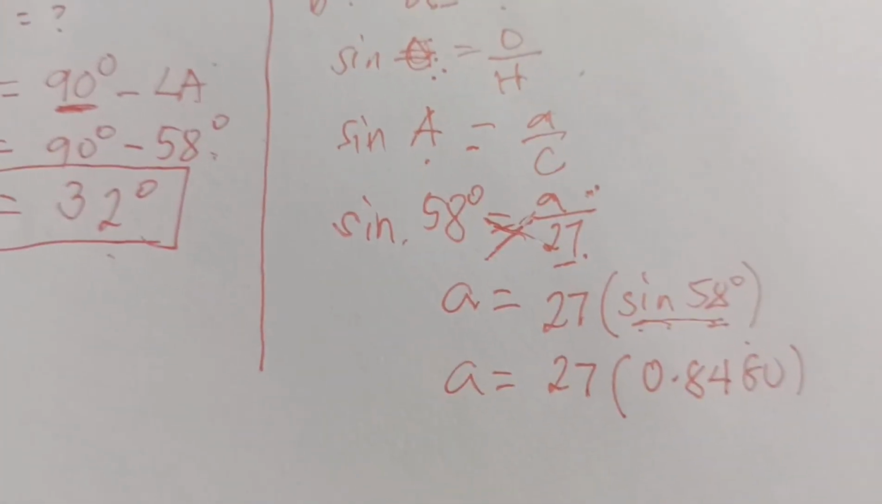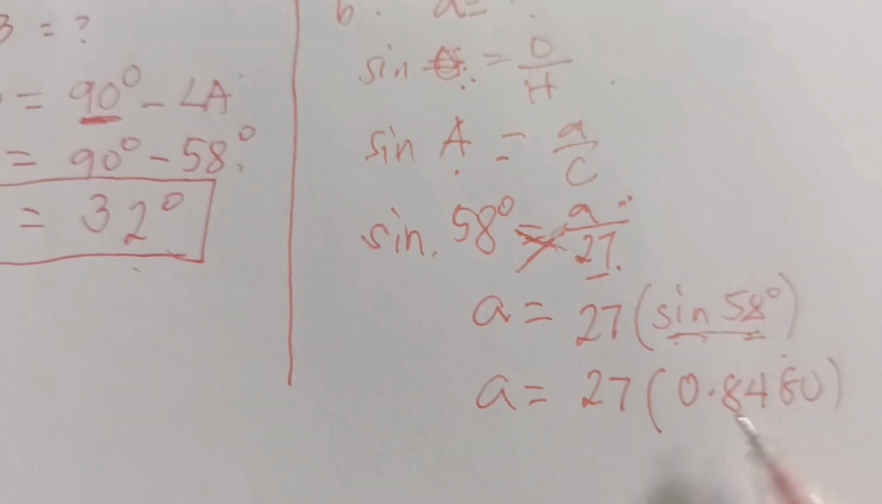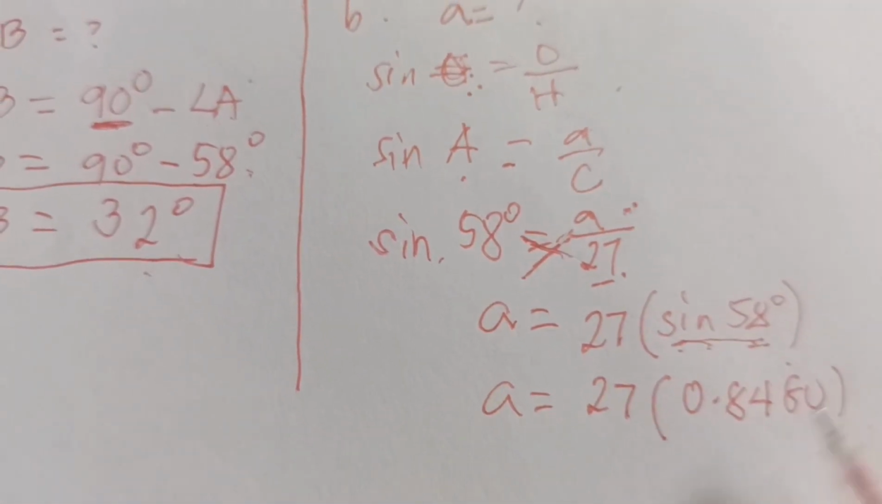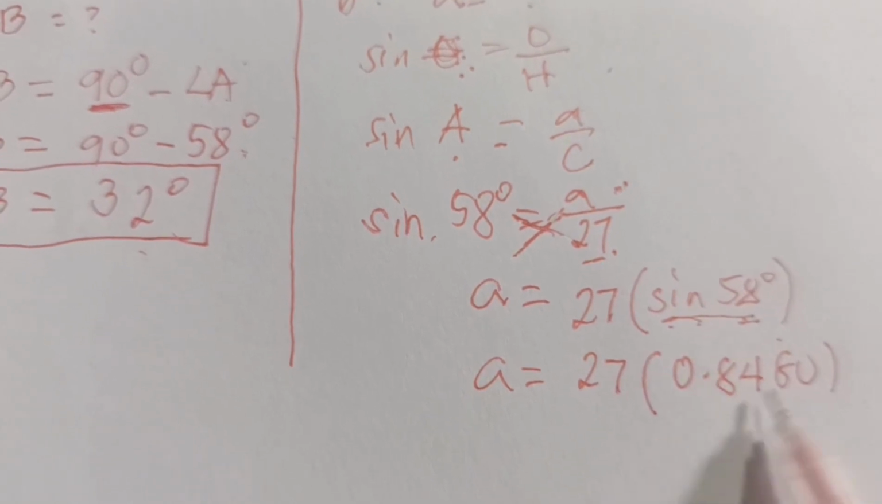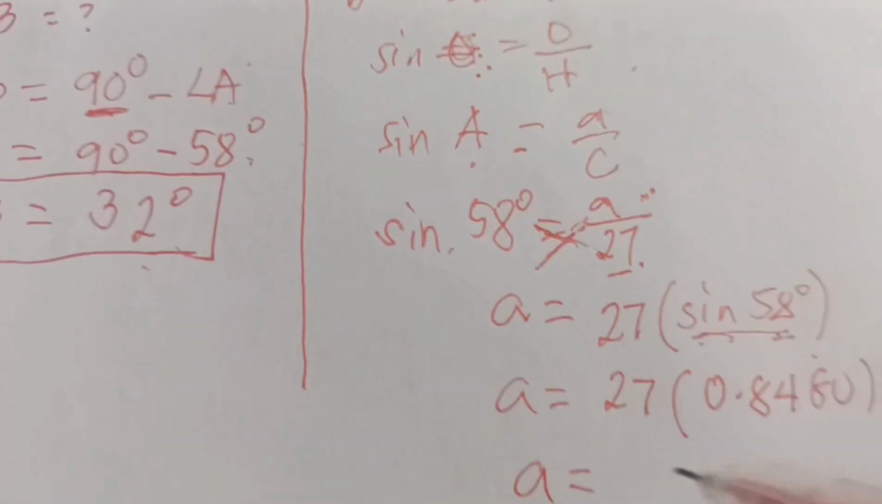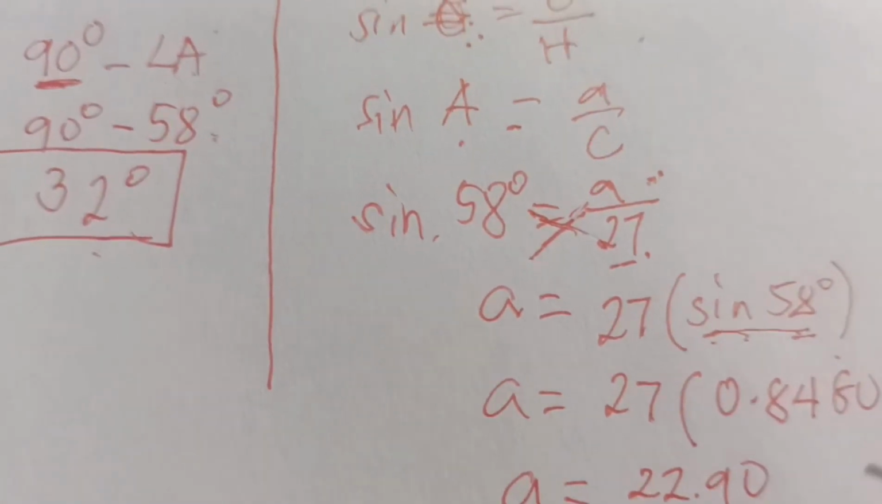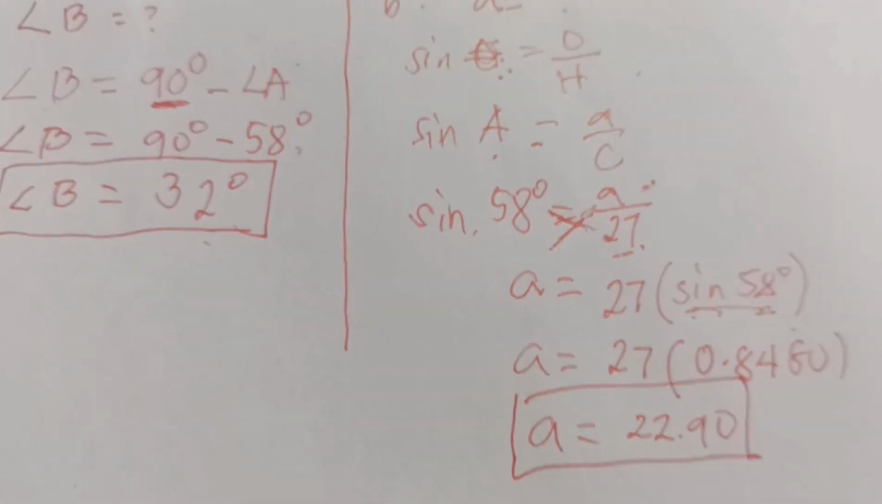Next, what is the next step? Again, cross multiply sine 58, this one, and we can say parenthesis. That is why we are going to multiply 27 times 0.8480. The answer is 22.90. And that is the value of our side A.